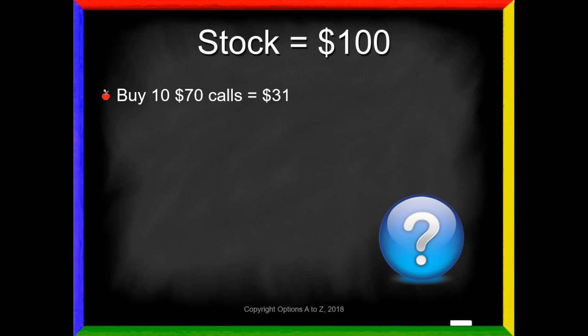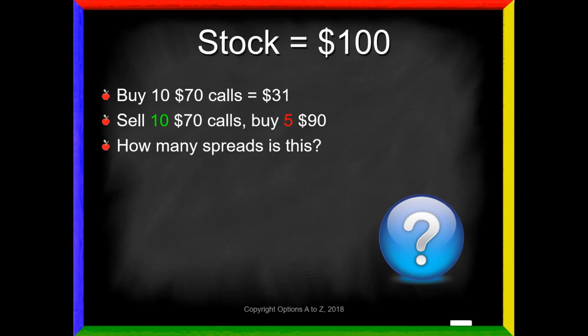Well, we might decide to do a ratio roll. So when the time comes to roll these, perhaps we will sell 10 of our 70 calls, but buy maybe only 5 of a different strike, let's say the 90 call. However, your broker's not going to allow you to submit the order this way. You have to put it in terms of spreads. Well, it's a good question: how many spreads is this?